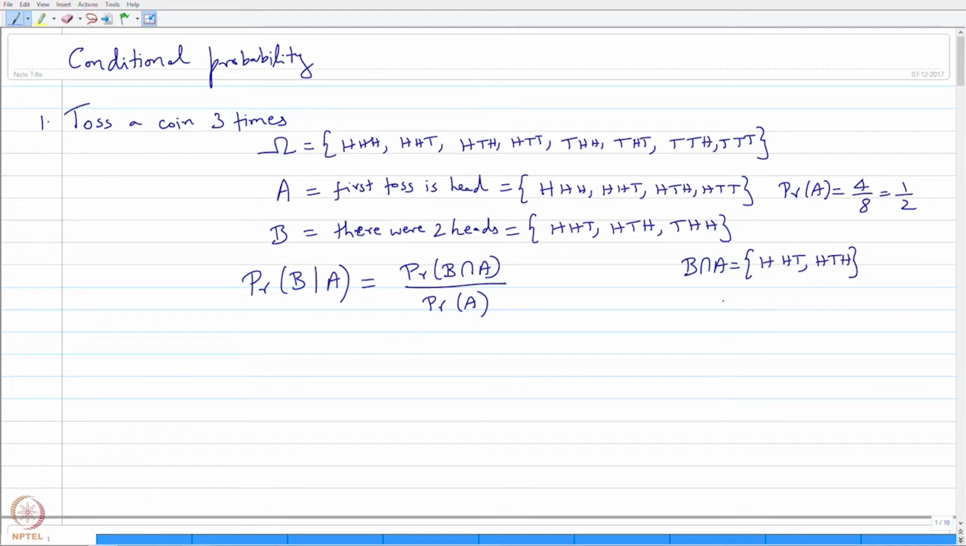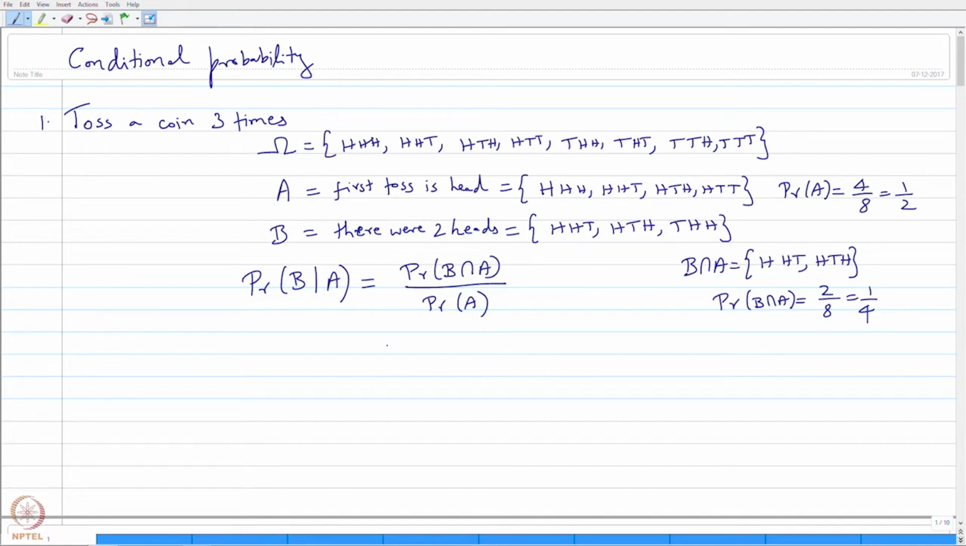Okay. And from that you can figure out the probability of B intersect A is 2 by 8, which is 1 by 4. So, this event is also easy to write down based on its definition. B intersect A is what? First toss should be head, and you should have two heads, which means one of the other two tosses should also be head. So, you have HHT and HTH. It is easy to write down, we get 1 by 4.